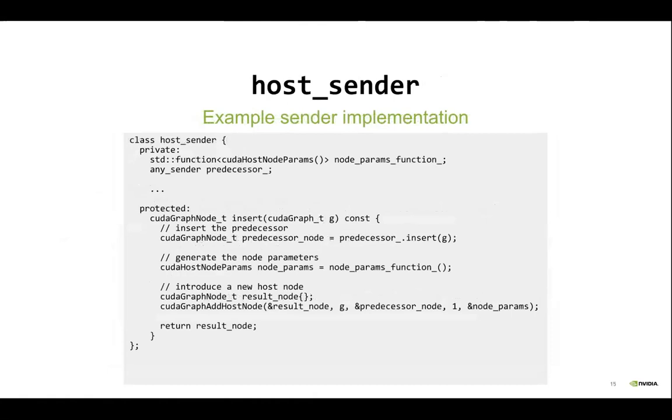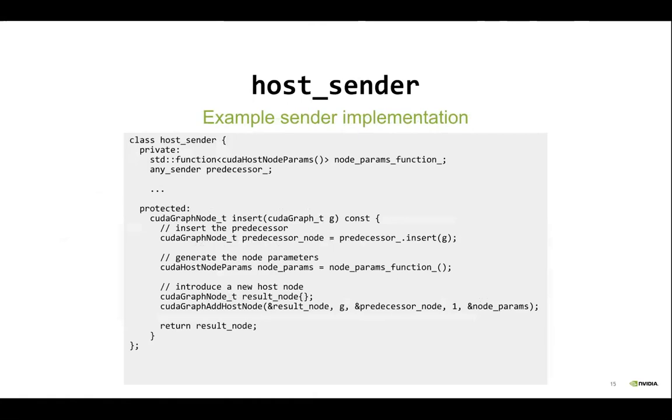The primary thing of interest here is this insert method, which takes a CUDA graph and is going to insert itself into that graph. To do that, I need the predecessor that I depend on, and I need those CUDA host node params, the special object that the CUDA Graphs API expects. Insert basically works recursively. It takes its predecessor and tells its predecessor to insert itself into the graph. And then it produces this CUDA graph node object that I'm going to give to the API later.